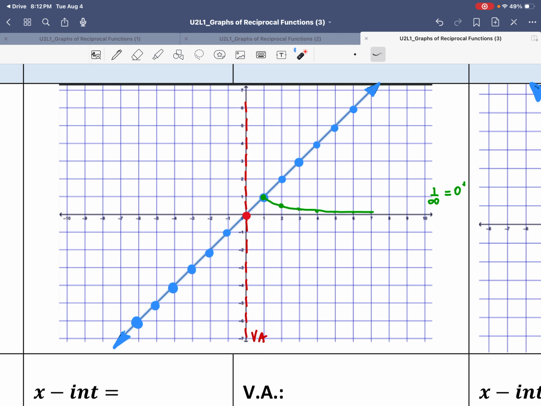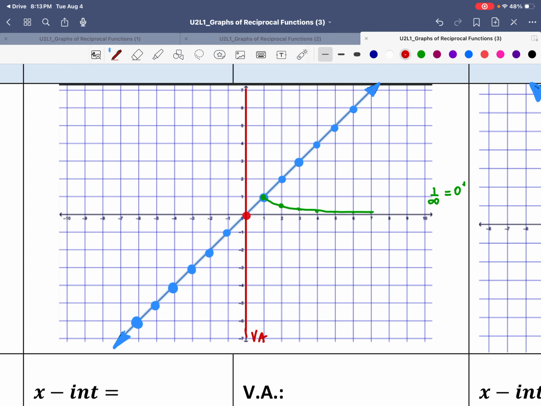We just use a broken line for vertical asymptote. That's what we normally do for aesthetic purposes. But you can also draw the vertical asymptote using a solid line as well. Okay, now next we are going to continue with the rest of the graph here.